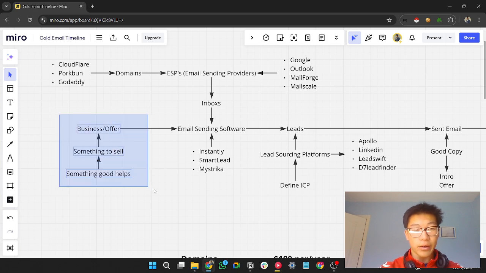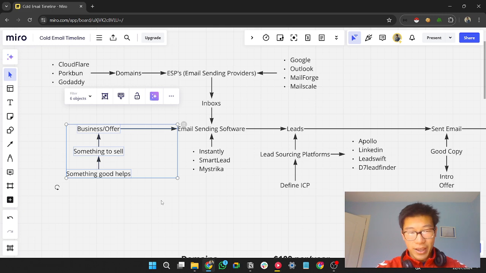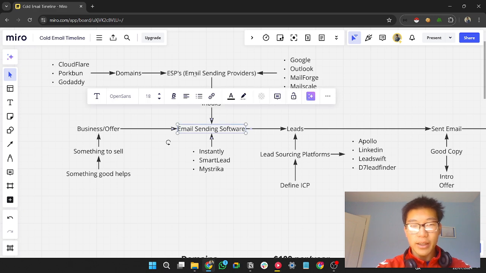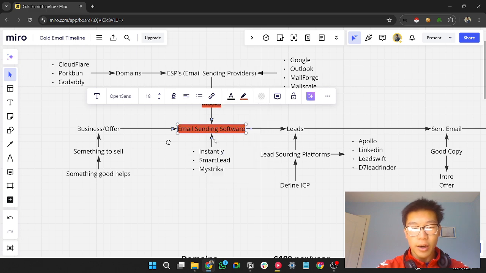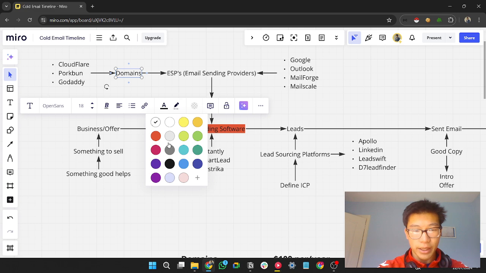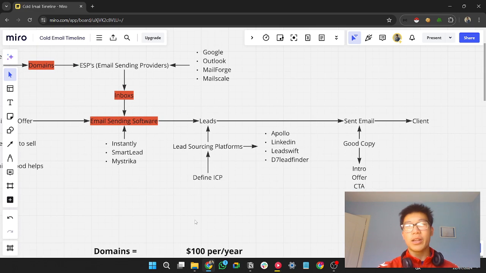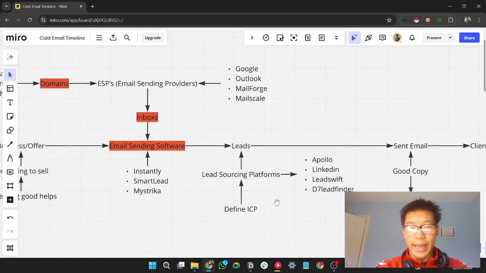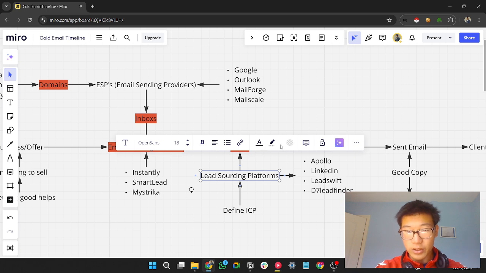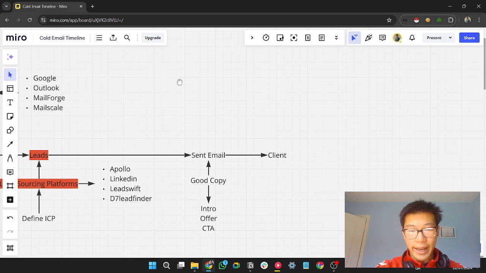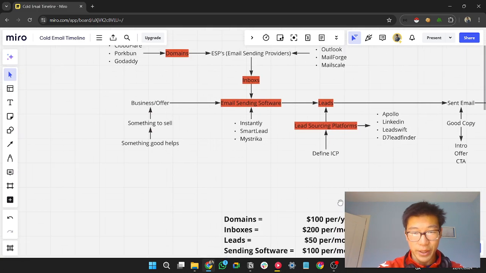So a business offer is free. Formulating an offer, something to sell, is free. A sending software costs money. ESPs/inboxes cost money. So let me highlight this actually. Email sending software costs money. Domains cost money. And you were probably looking at me there thinking, Liam, I'm broke as hell, I can't do this. Okay, let's just slow it down. Leads cost money, well, sourcing platforms technically, but leads, yes. And then sending the email doesn't. Writing good copy is free.